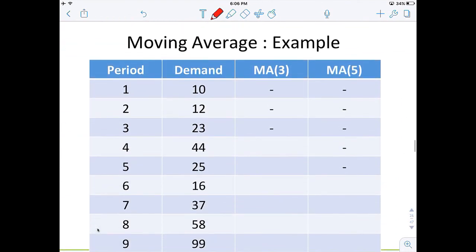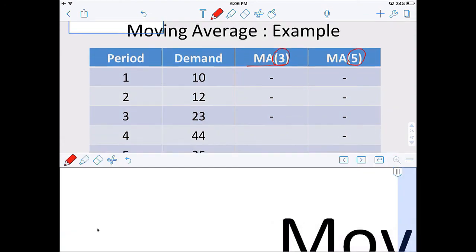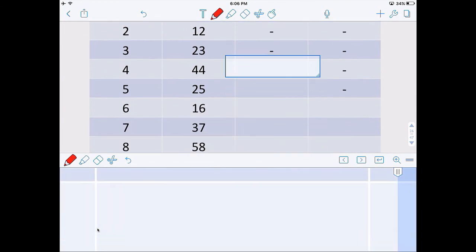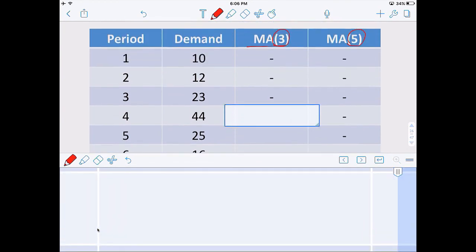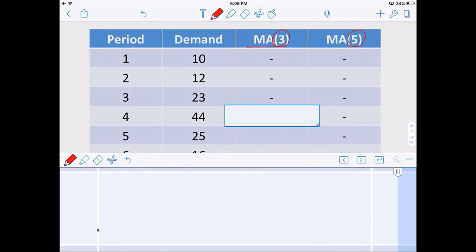Here is another example. I'll ask you to fill out this table. It is very simple. All you need to do is, by using moving average method with k is equal to 3 and by moving average method with k is equal to 5, come here and fill each spot here. So I'll just fill out a couple cells and then leave you the rest.